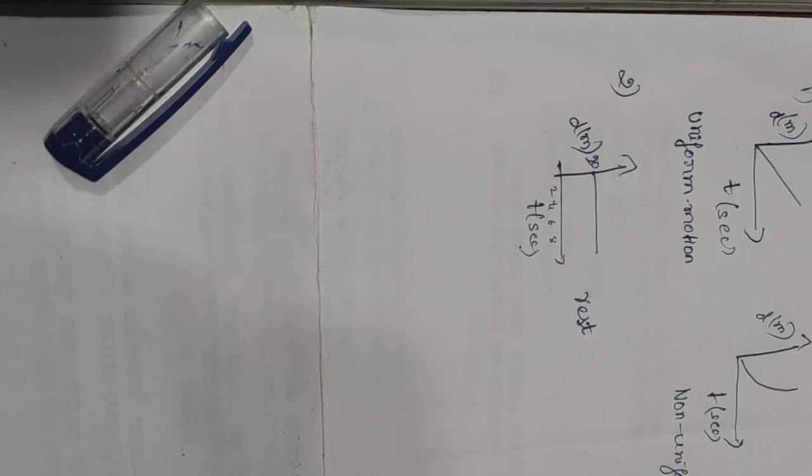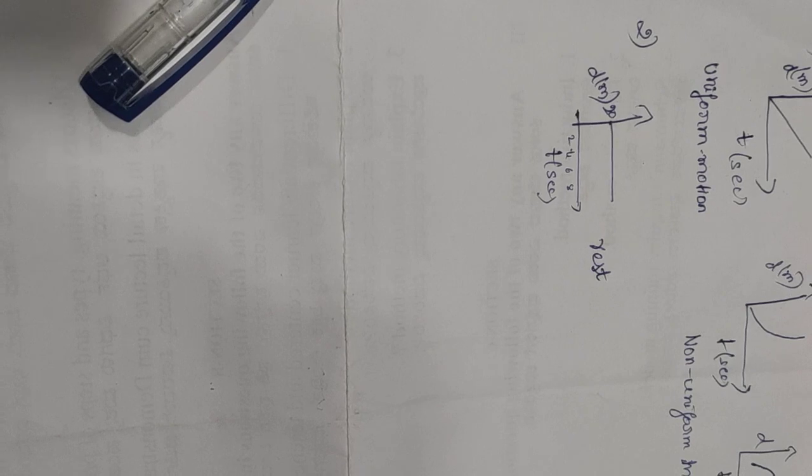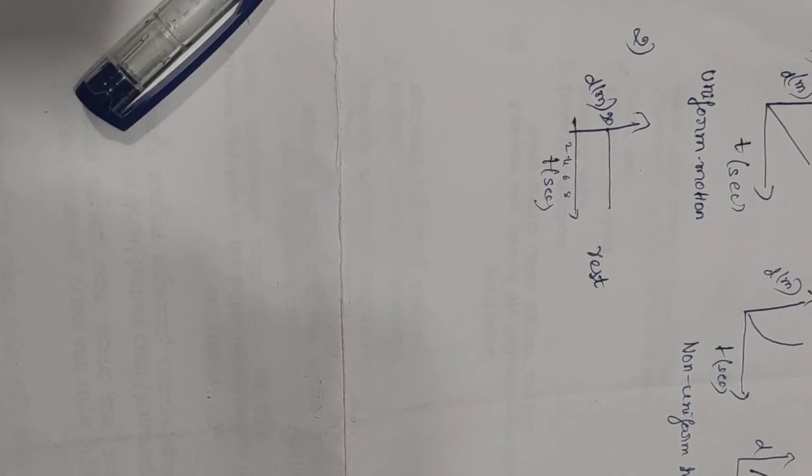For example, in the morning at 7 o'clock you kept your bag on the first bench. After 8 o'clock it is still on the first bench, and after 9 o'clock it is still on the first bench. Time is moving, but the position of the bag is not changing. So this indicates the object is at rest.